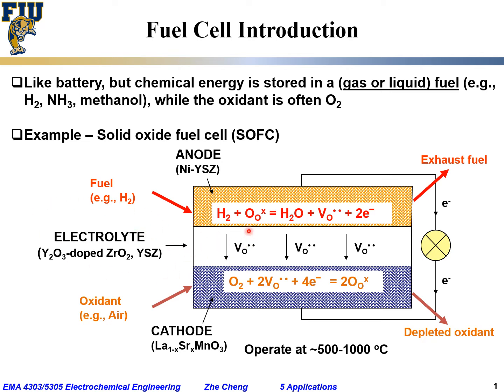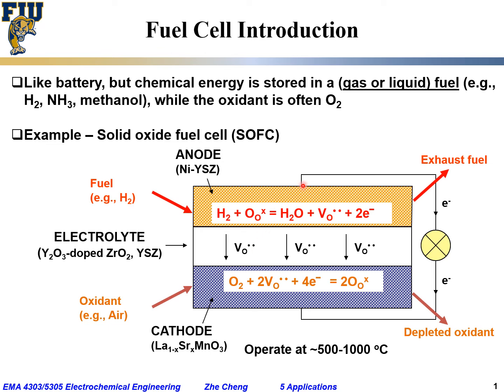The electrolyte in the middle conducts ions, in this case oxygen vacancy. Then on the anode, the fuel gets oxidized to release electrons, and on the other side, on the cathode, the oxygen gas gets reduced to form lattice oxygen. Okay, and this is the basic component: anode, cathode, electrolyte for a single solid oxide fuel cell.